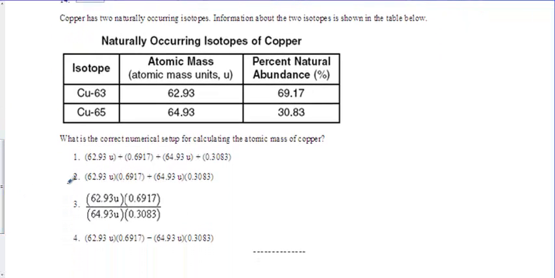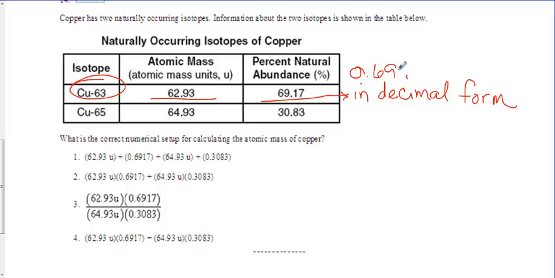14, copper has 2 naturally occurring isotopes. Information about the isotopes are given in the table below. I threw this in here because it's really important. It goes back to Unit 2, okay, for calculations of atomic mass, periodic table, and all that stuff. So what you need to do is, for this isotope, we're looking at the mass times the percent abundance in decimal form. Okay. So what we do is we convert this to a decimal, which is 0.6917.